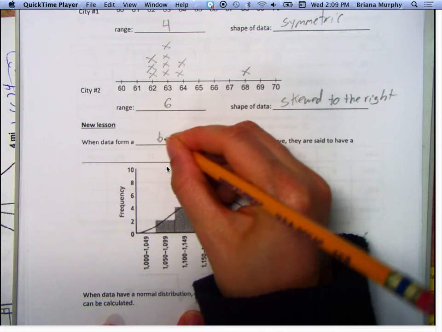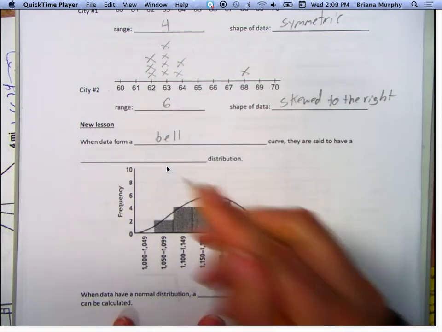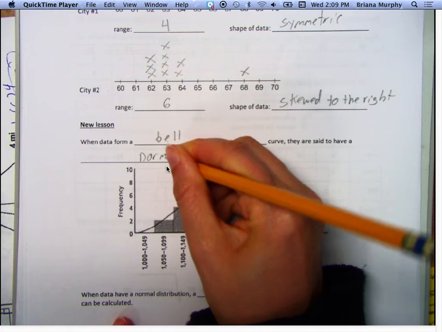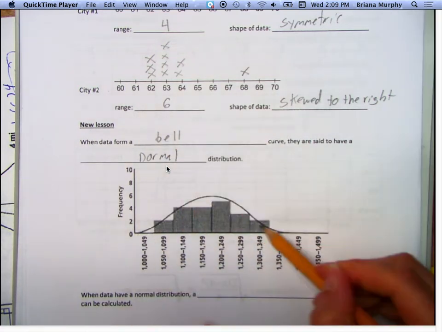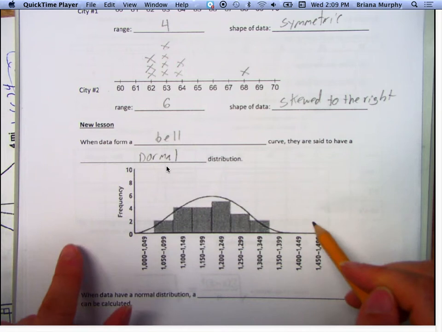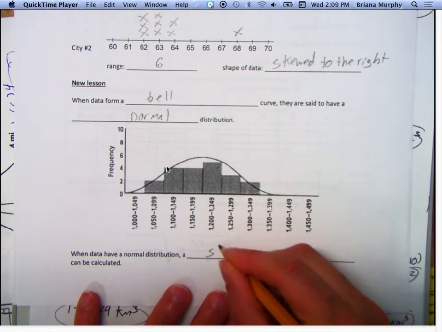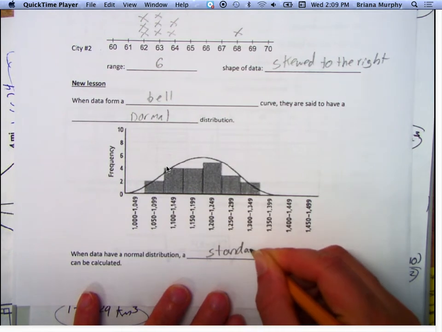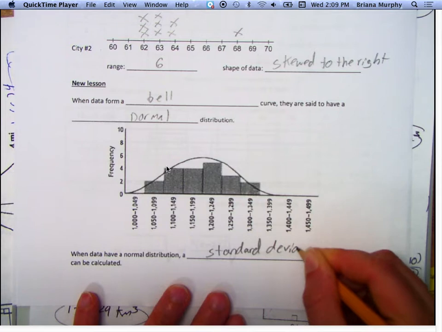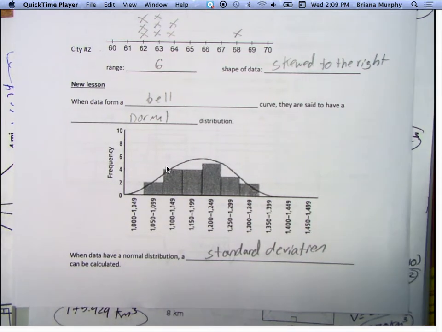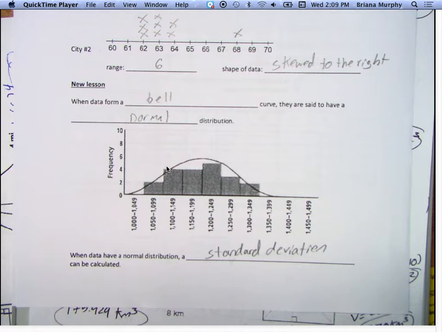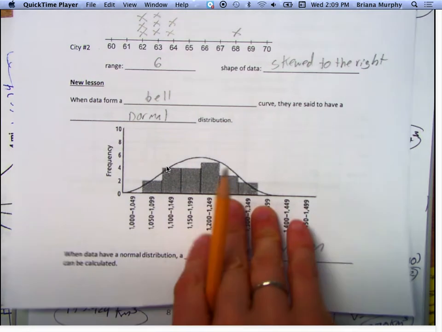A bell curve, they are said to have a normal distribution. Okay, so this is my normal distribution. It looks kind of symmetrical. Okay? When data have a normal distribution, a standard deviation can be calculated. Okay, let's turn it over.